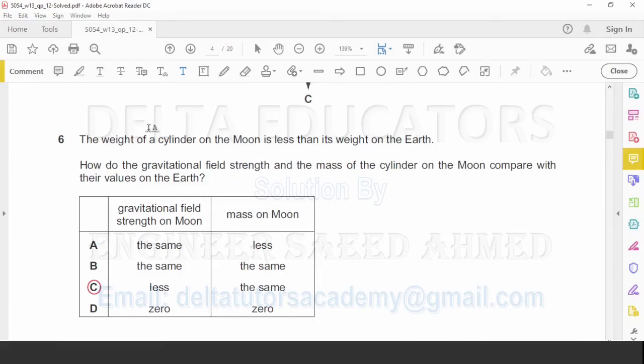Since it is given that the weight of the cylinder on the moon is less, definitely the gravitational field strength on the moon is less as compared to the gravitational field strength on the earth. So here the gravitational field strength on the moon is less, and the mass of the cylinder on the moon will be the same as the mass of the cylinder on the earth. The same thing is given in option C, that gravitational field strength on the moon is less and mass on the moon is the same as the mass of the cylinder on the earth. So the correct option is option C.